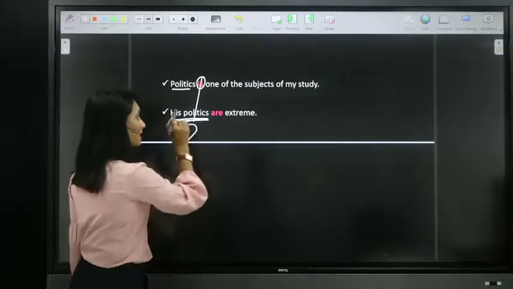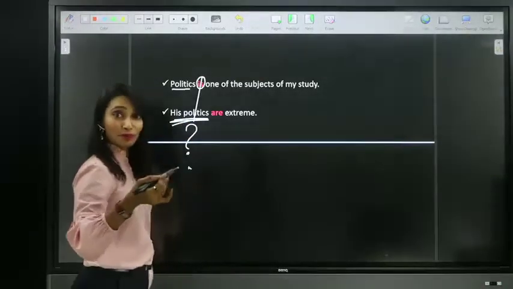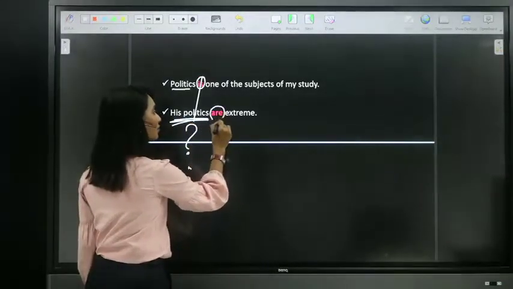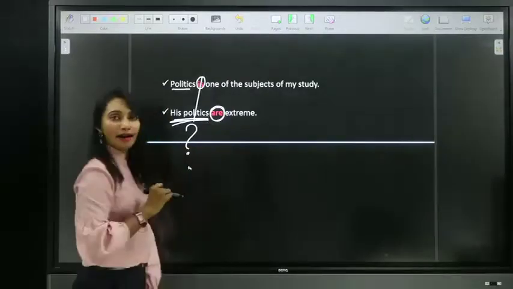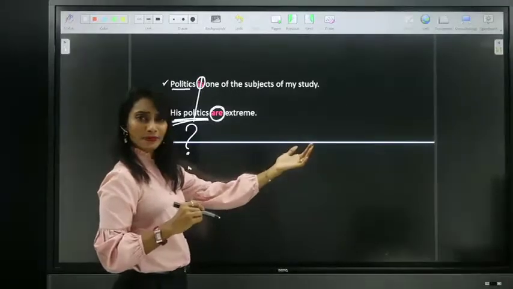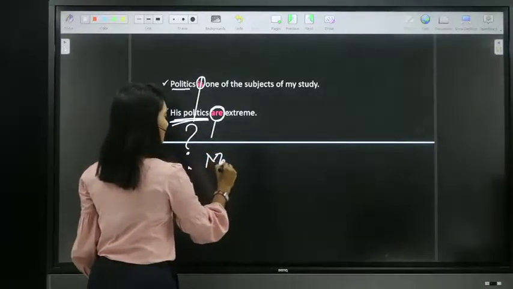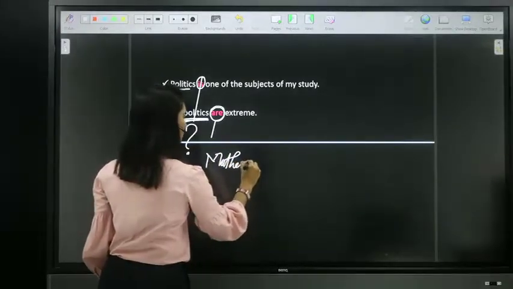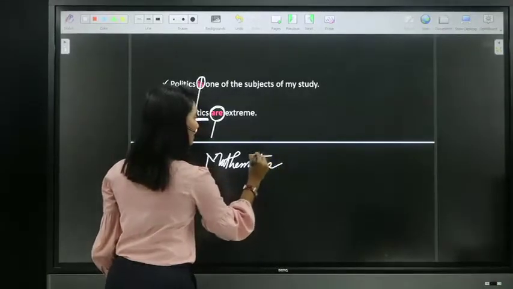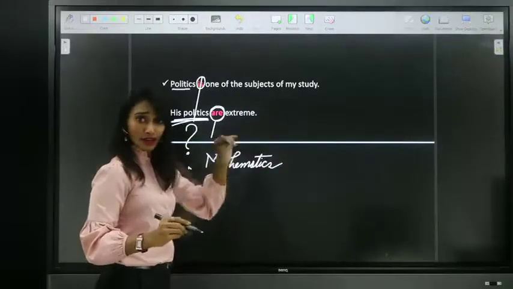So that means here the meaning has changed. Here we are talking about the tricks and tactics for personal gain. That means here politics became plural, hence we used the plural verb are. His politics are extreme. Let me give one more example. We have considered mathematics as singular, right? Mathematics is the queen of sciences.